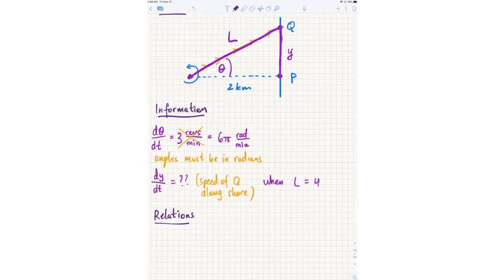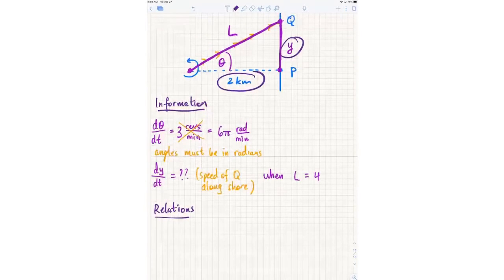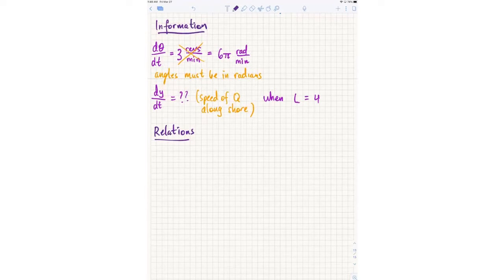because tangent theta involves y and this constant 2. So tangent theta would only involve the y variable, and that's what I want to know anyway, right? I want to know dy dt. If you decided to use cosine or sine, you can still solve the problem. I think the algebra will just end up being a little bit more difficult. That's all. So I'm going to write down tangent theta equals y over 2. So 2 tangent theta equals y.